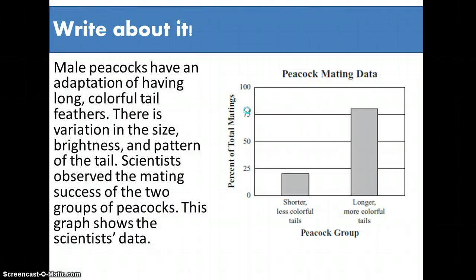And here is another question about a graph about peacocks that you should be able to read and then interpret. My question for you here is, we'll actually go ahead and read and then pause it. So the question here is, which trait, either shorter, less colorful tails or longer, more colorful tails, would make a more fit peacock? Which peacock demonstrates survival of the fittest here? You should have answered the longer, more colorful-tailed peacocks because they are having much more successful matings than the shorter ones, which are having less than 25% of total mating.